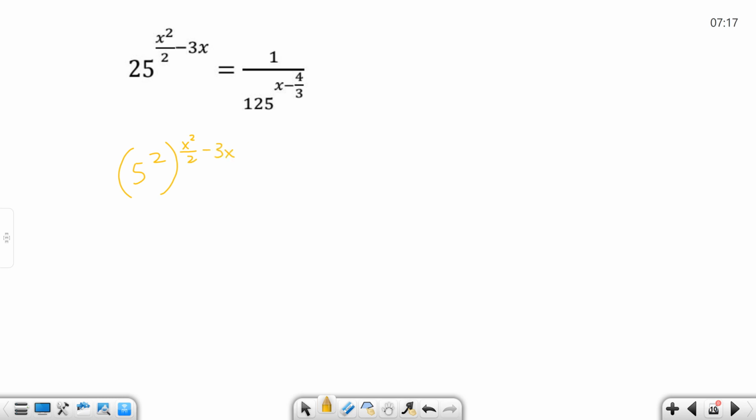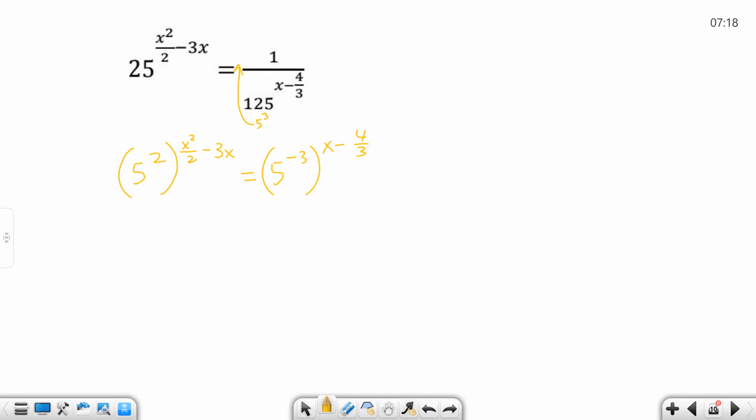x squared over 2 minus 3x. That's the power. It's all raised to that power. And then equals, here, this is 5 cubed, but if I move it to the numerator, guess what? It's going to be 5 to the what? Negative 3. And then x minus 4/3, right? This is really 5 to the third, and then when I bring it up, it becomes negative on the exponent, okay? So I took care of the negative inside there with the 5 to the negative 3, and I didn't have to worry about that x minus 4/3.